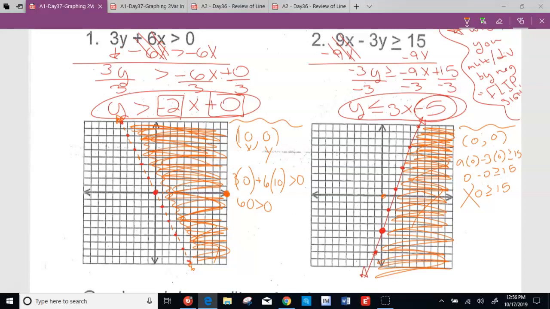Also, since you have a solid line, all the points on the solid line are also true answers. So not only do they act like a fence, they act like a fence that carries the right answers.